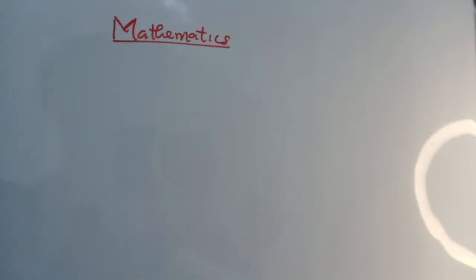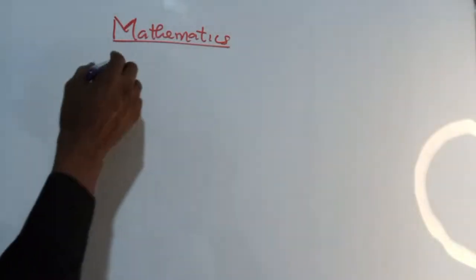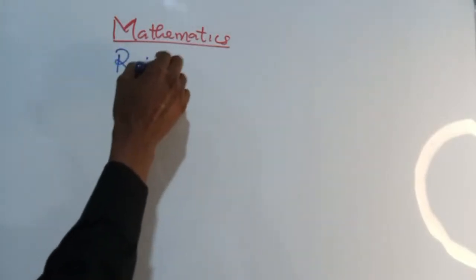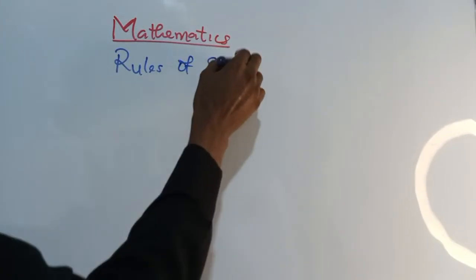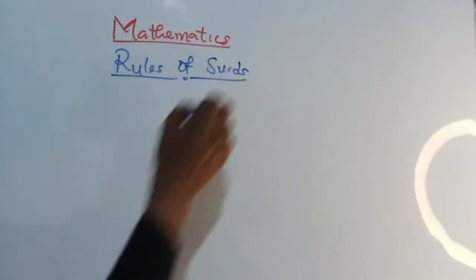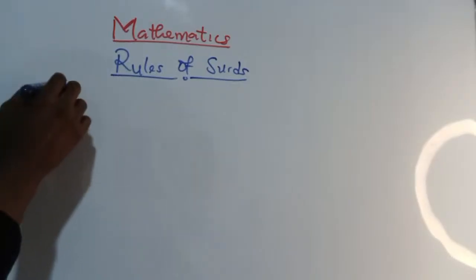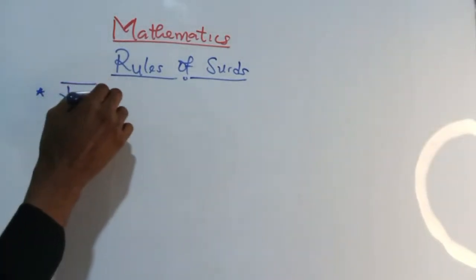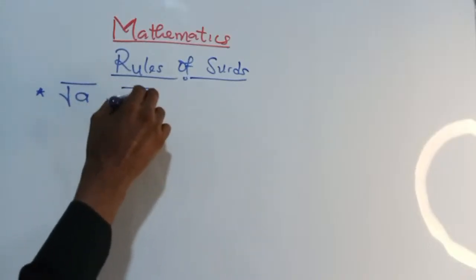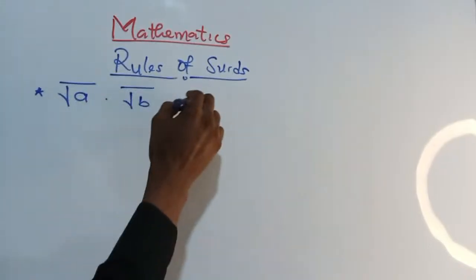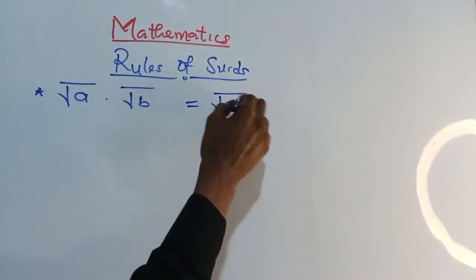In today's live, we want to look at the rules of surds. There are two major rules of surds that we are going to be applying to solve questions today. The first law says that if you have root A multiplied by root B, it is the same thing as having root AB.